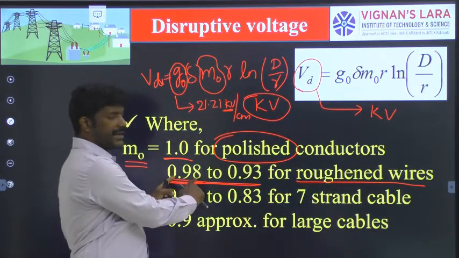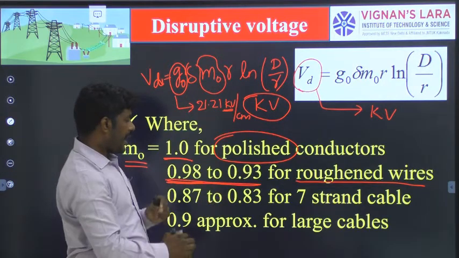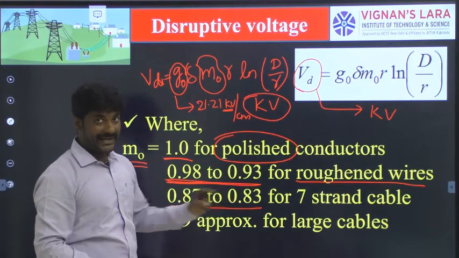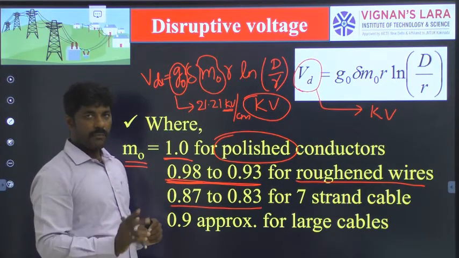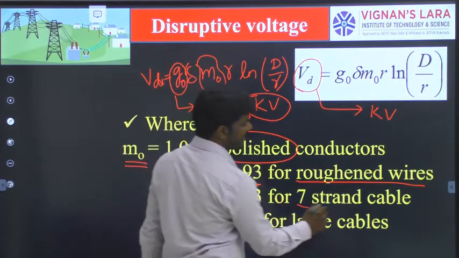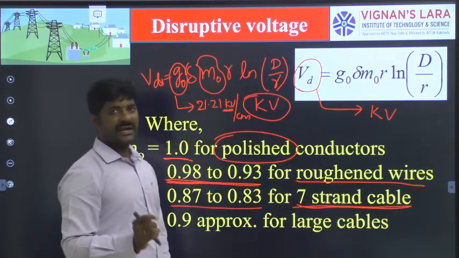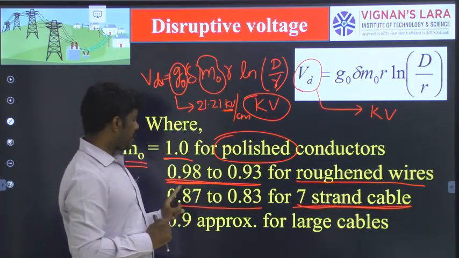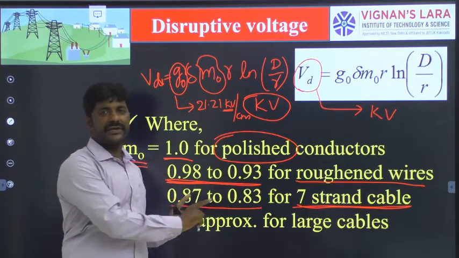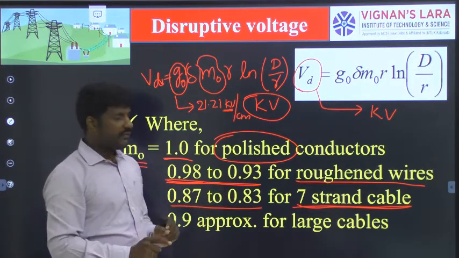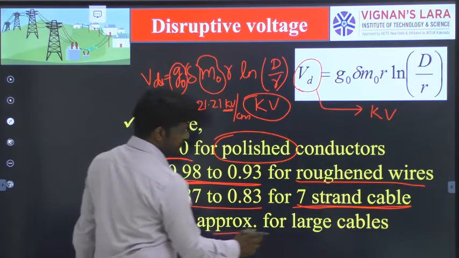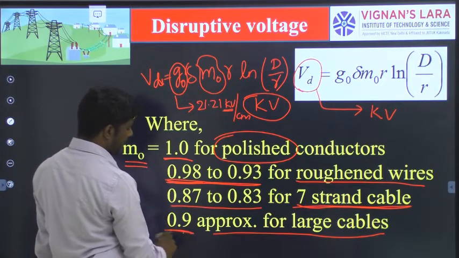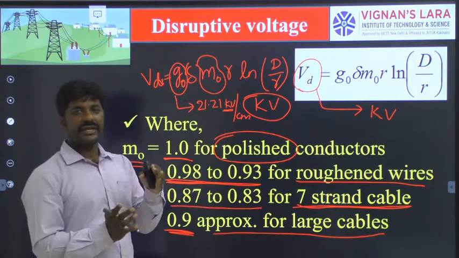It varies between 0.98 to 0.93, and this M naught will be varying between 0.87 to 0.83 for 7-stranded cables, the cable consisting of 7 strands. For such a 7-stranded cable, the M naught varies between 0.87 to 0.83. For large cables, more than 7 strands, the M naught value will be 0.9. So these are the ranges of irregularity factor.